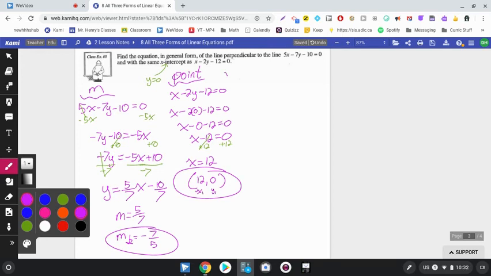Awesome. All right, so the slope, yeah, that was pretty similar. The point, they really made us work for the point on this one. They didn't give it to us right off the bat. We definitely had to do a little bit of work for it.